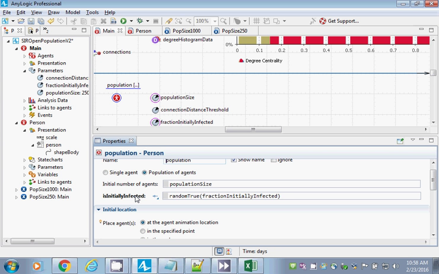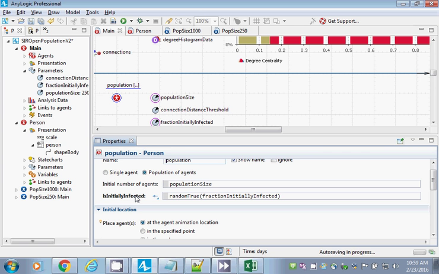So about 1 out of 20 times random true would be true, otherwise it would be false, because fraction initially infected is 0.05, or 1 over 20. Okay, so for each person to be created, it flips this coin. It calls random true with 0.05 and it gets back a true or false. And for that person, it uses that for the is initially infected parameter. Next, it creates the next person. It's got to determine the parameters for that person. There's only one parameter, is initially infected.